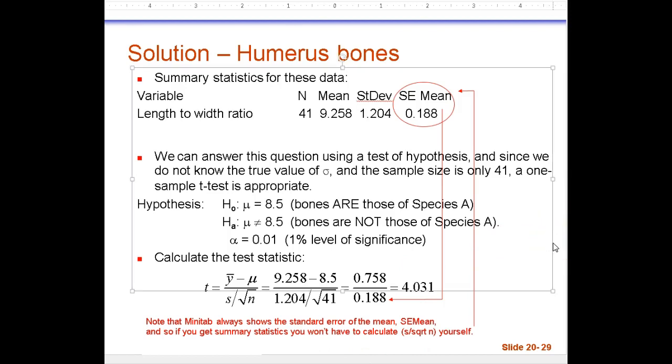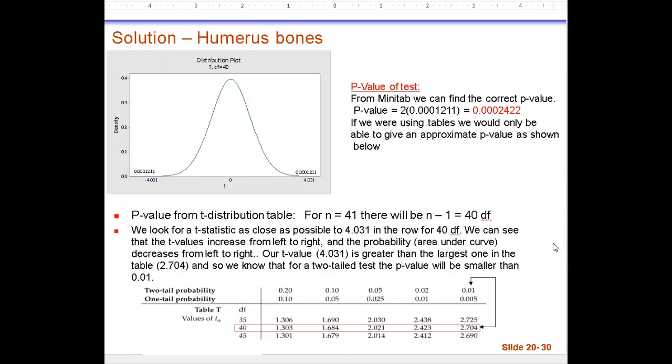Now if I go to the next slide, and I was doing all of this by hand, I would have to find the area under the curve to the right of 4.031, but because this is a two-tailed test, I also have to consider the area under the curve to the left of 4.031. And I've done this in Minitab and found the area under those tails, which is right here at 0.001211, and I'd have to multiply that by 2 in order to get the true p-value. Now, that's if we're using software.